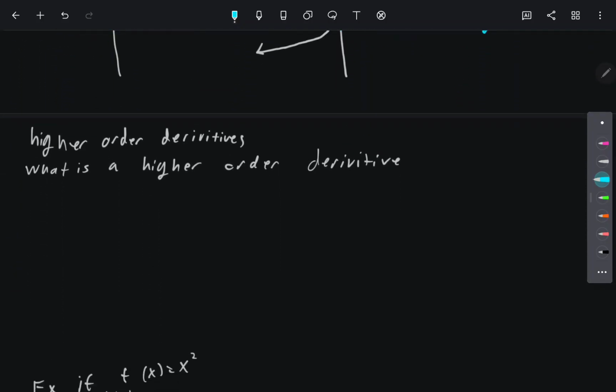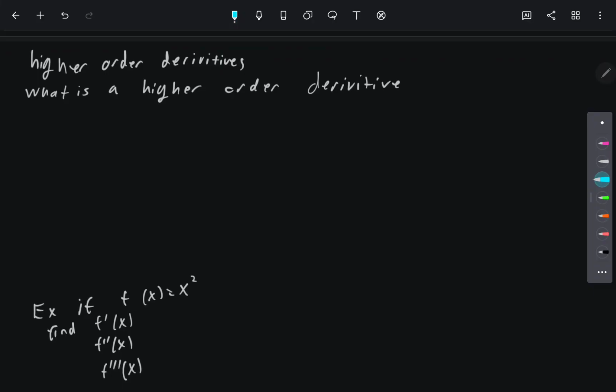Alright. Higher order derivatives. So what is a higher order derivative? Or let's ask this, why do we want to know the higher order derivatives? Well, it's going to be the slope of the derivative function. This is going to sound very strange, but later on you'll learn it's going to tell us the concavity of a function.